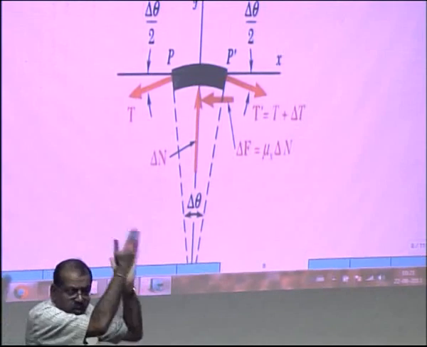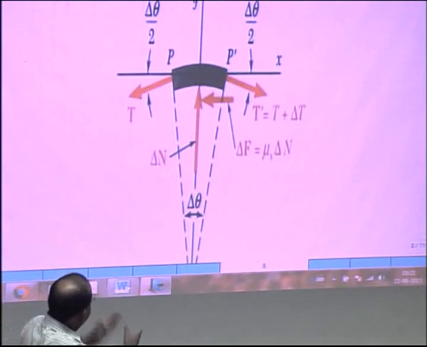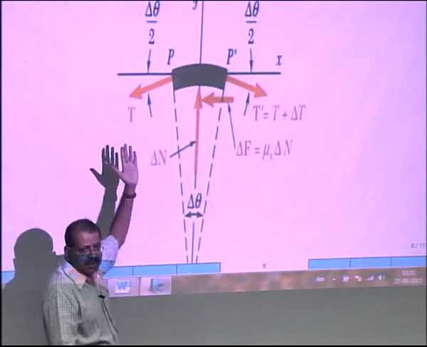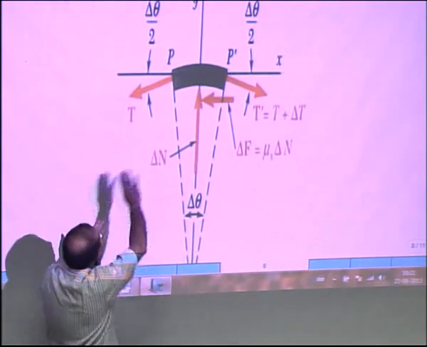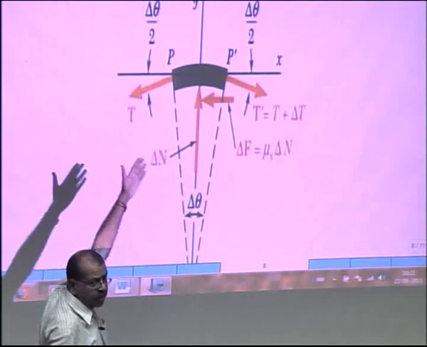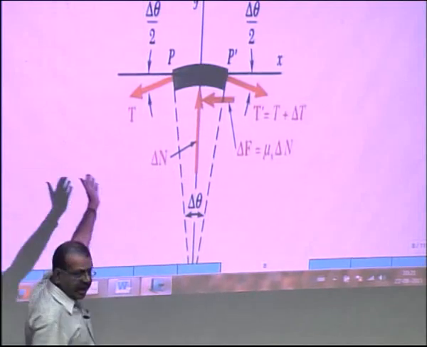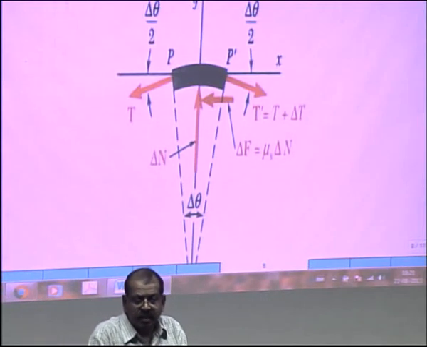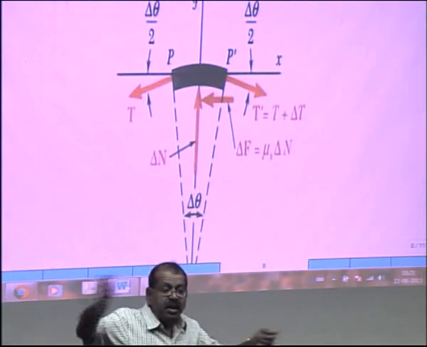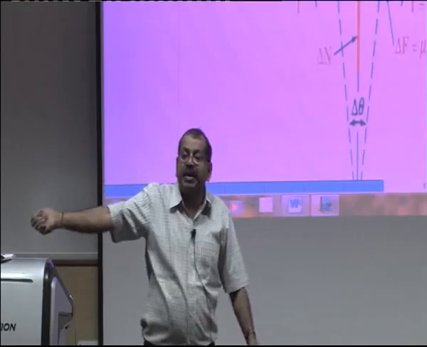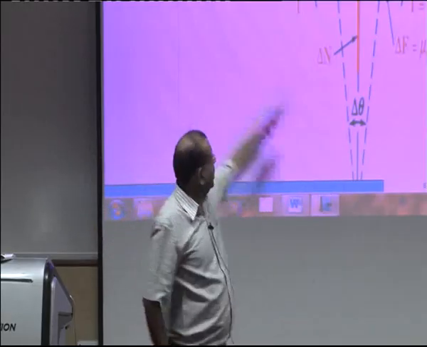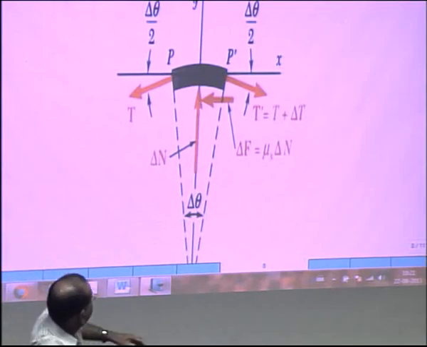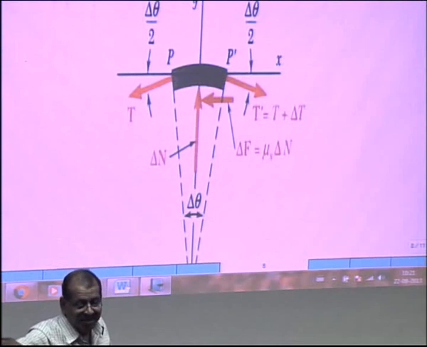Now this angle, the total subtended angle, is delta theta. Let the tension on the left side, which will be at an angle of delta theta by 2 from the horizontal, be T. On the right side, let the tension be T plus delta T. Eventually, when we integrate this, we will get the difference between T2 and T1. At the leftmost point T is T1, at the rightmost point T plus delta T will be T2, isn't it?